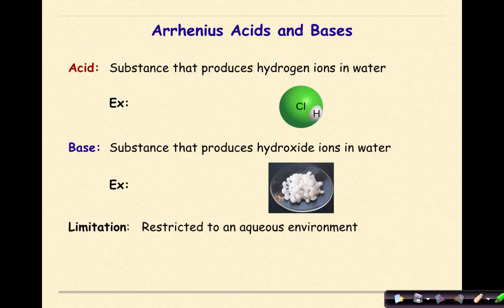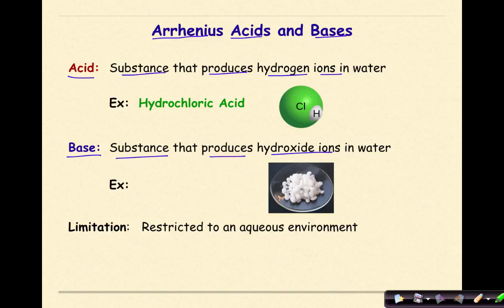So let's start off by reviewing the Arrhenius definition of acids and bases. Under the Arrhenius definition, an acid is a substance that produces hydrogen ions or a proton in water. An example of this would be hydrochloric acid. A base is a substance that produces hydroxide ions, OH-1, in water. So an example for that could be sodium hydroxide. The limitation of this particular definition is that it's restricted to an aqueous environment.